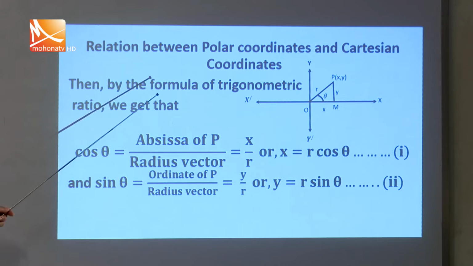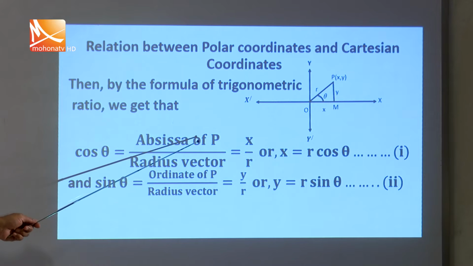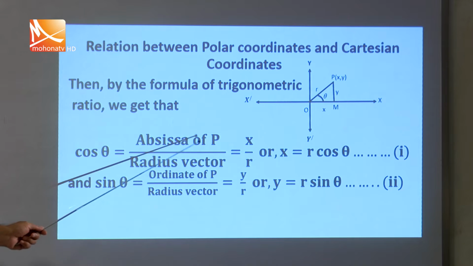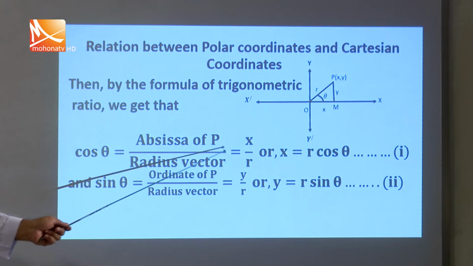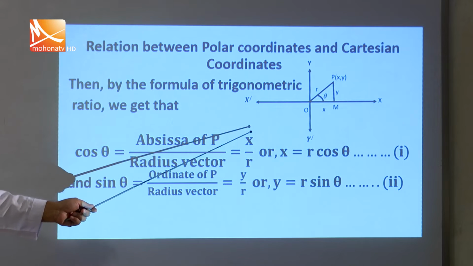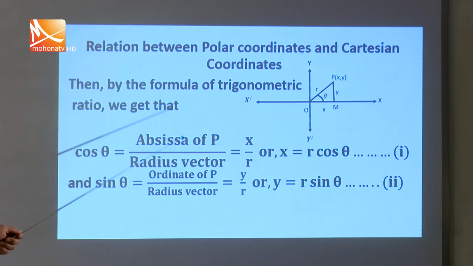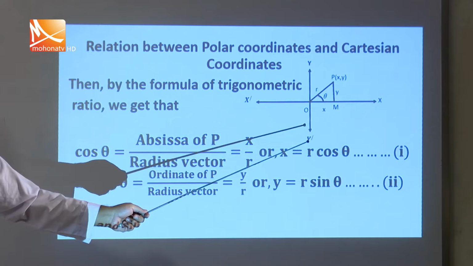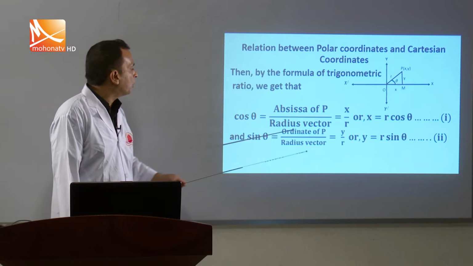So by the formula of trigonometric ratio we get that cos θ is equal to base by hypotenuse, that is abscissa of the point P and radius vector. Abscissa of point P is x and radius vector is r. So x by r is equal to cos θ. By cross multiplication we get that x is equal to r cos θ. This is relation number 1.